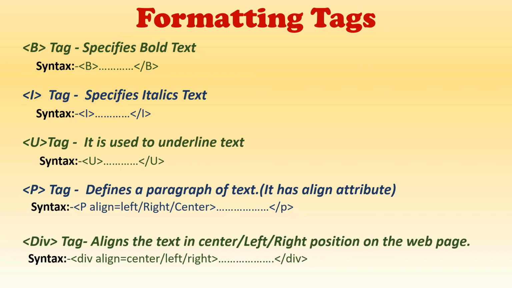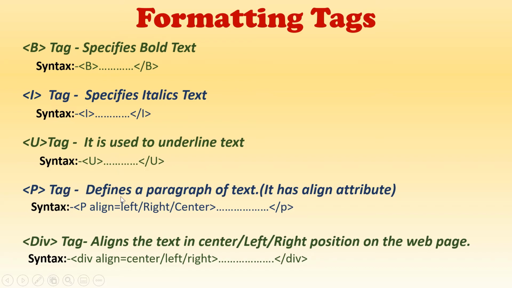Formatting text. Now we are discussing formatting text. The B tag is a bold tag. It displays the text in bold format. I for italics and U for underline. Between the on and off tag we write our text. If we are writing our text here, that will be underlined.